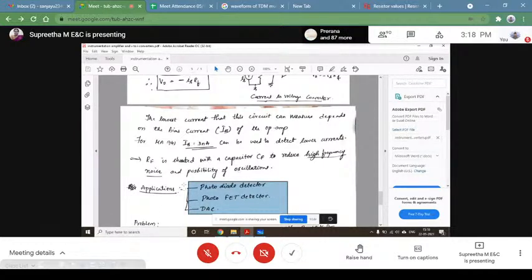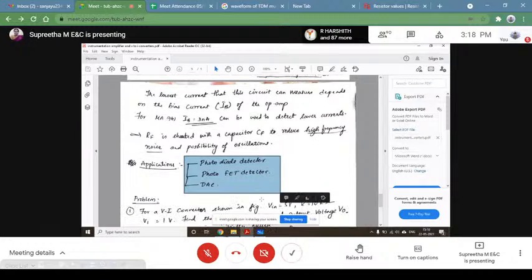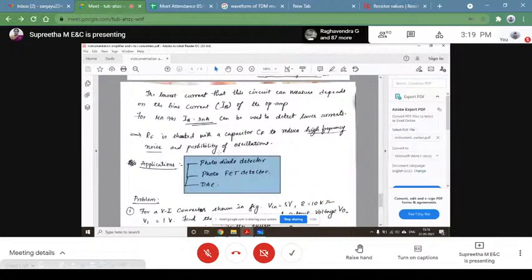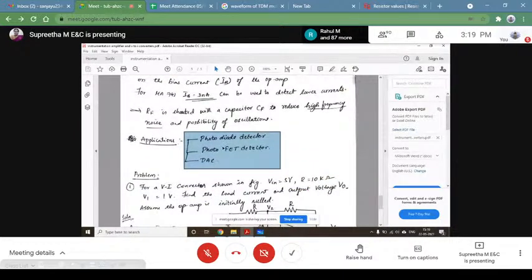Any doubts? Any doubts, guys? No, ma'am. Alright, thank you. So with this, we complete the current to voltage converters and also your voltage to current converters. Meanwhile, just try to solve this problem.